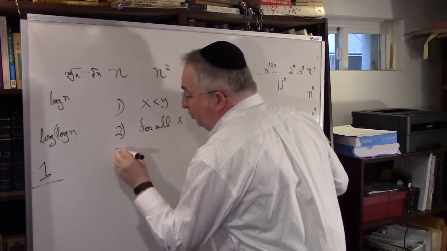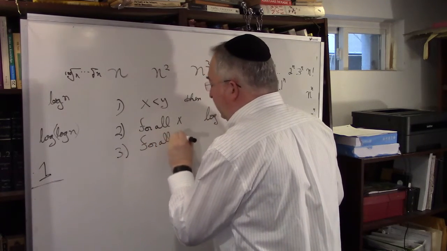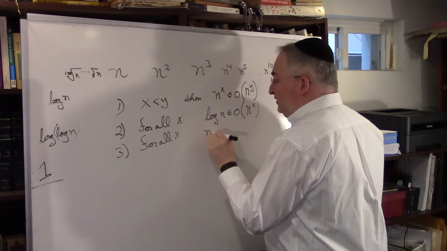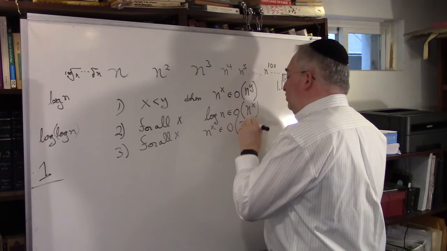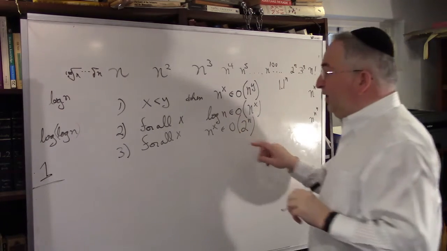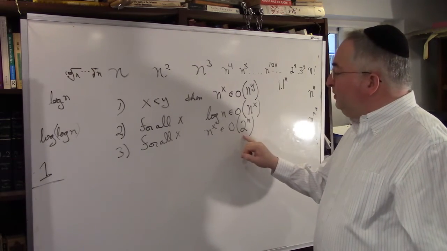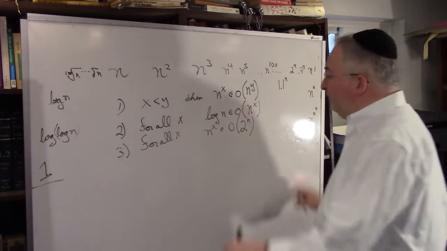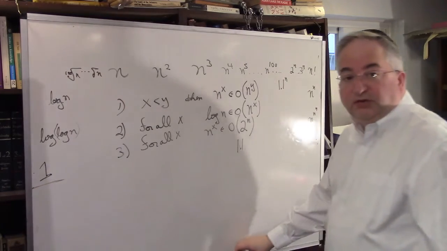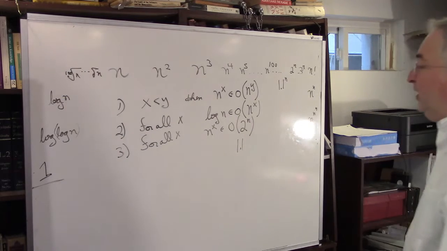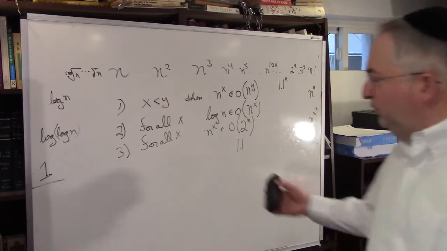And the third rule is the opposite. For all x, n to the x grows smaller than 2 to the n. Those are exponential functions, and as big as a polynomial is, it's always going to be smaller than exponential. I don't even need the 2, I can do 1.1 or 1.000000001 to the nth power, and this will be true. Okay, great. So you have that.